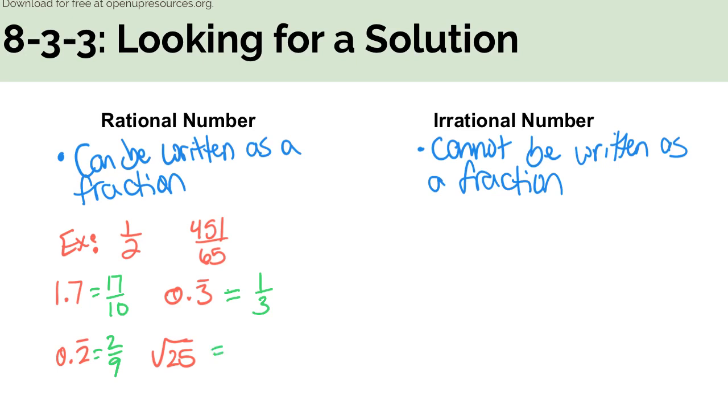And just because we see a square root symbol doesn't mean it can't be rational. The square root of 25 is 5, and I could write that as 5 over 1. I could write it as a fraction, so it's a rational number.